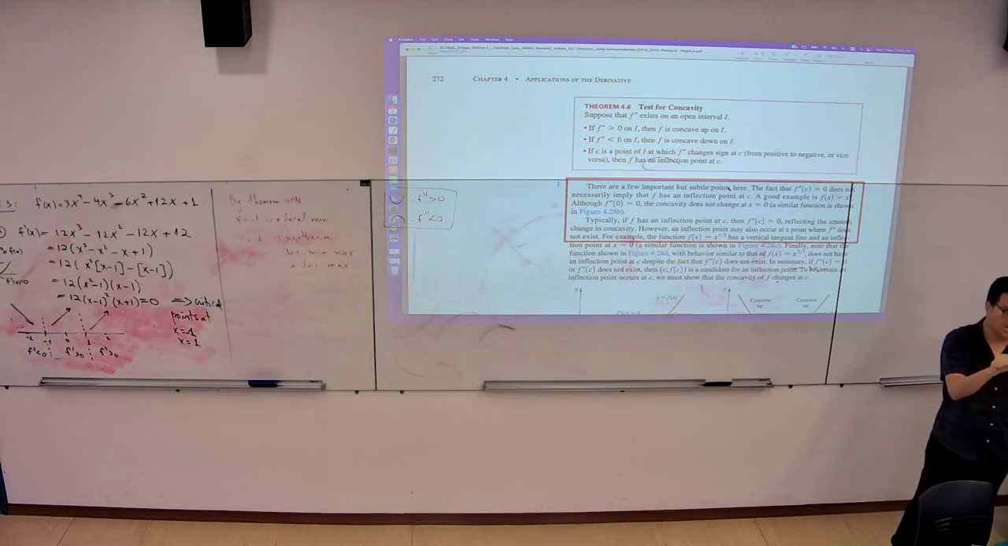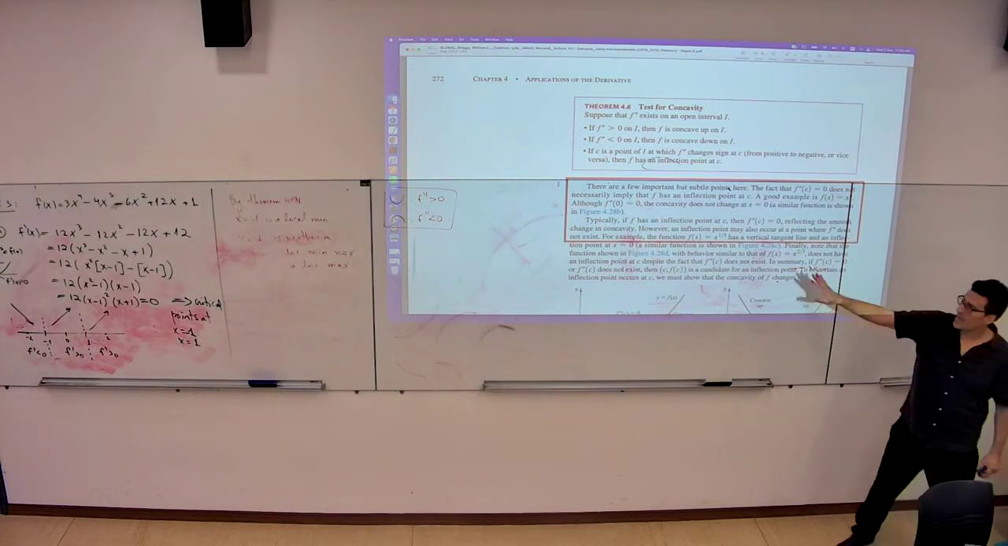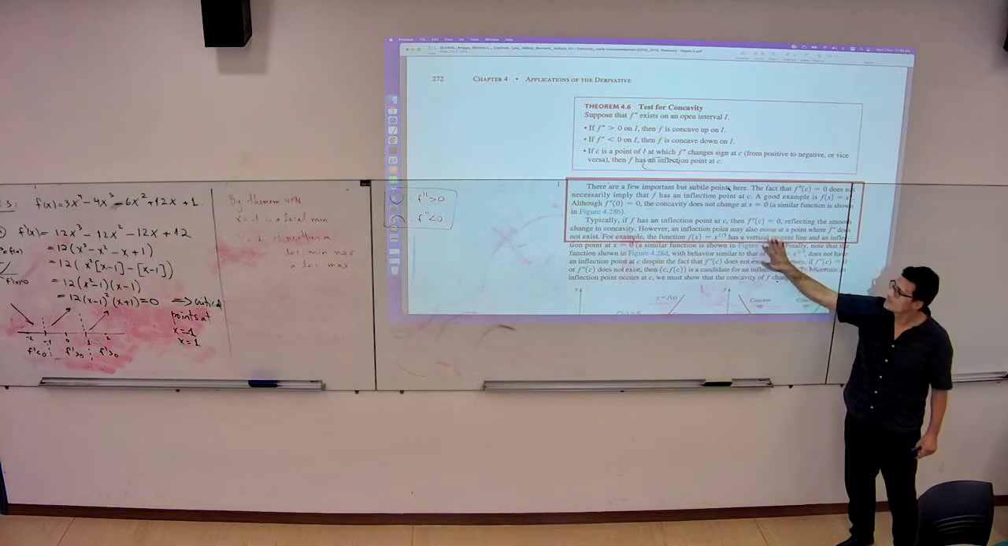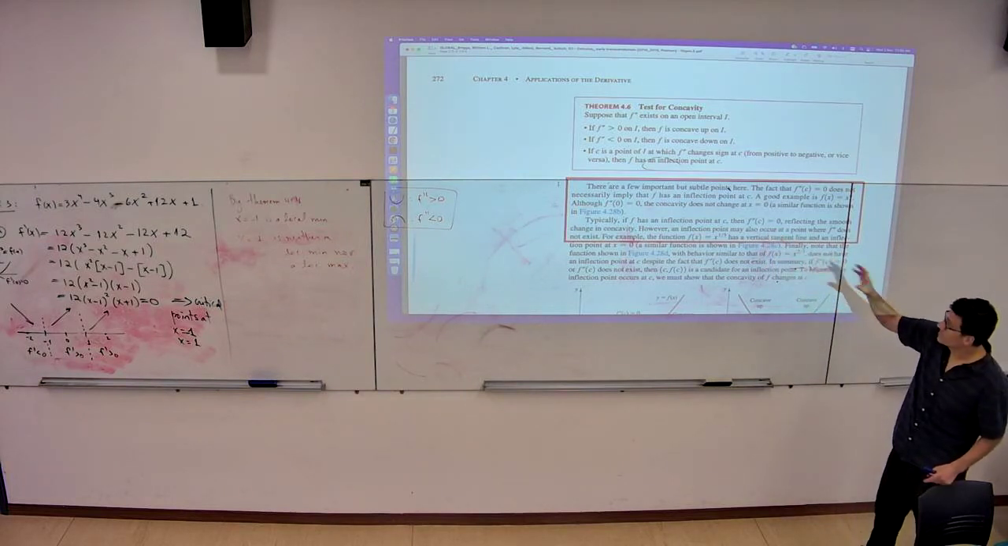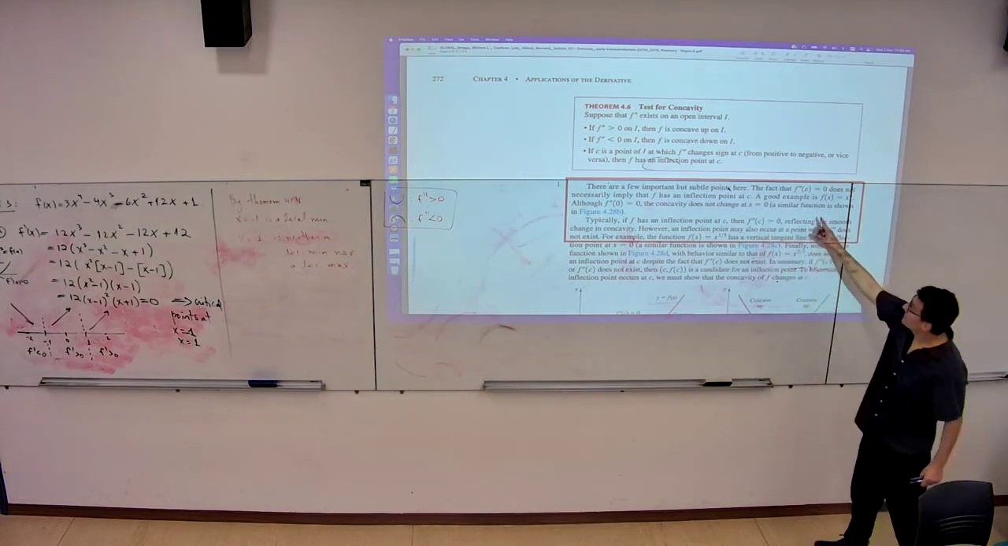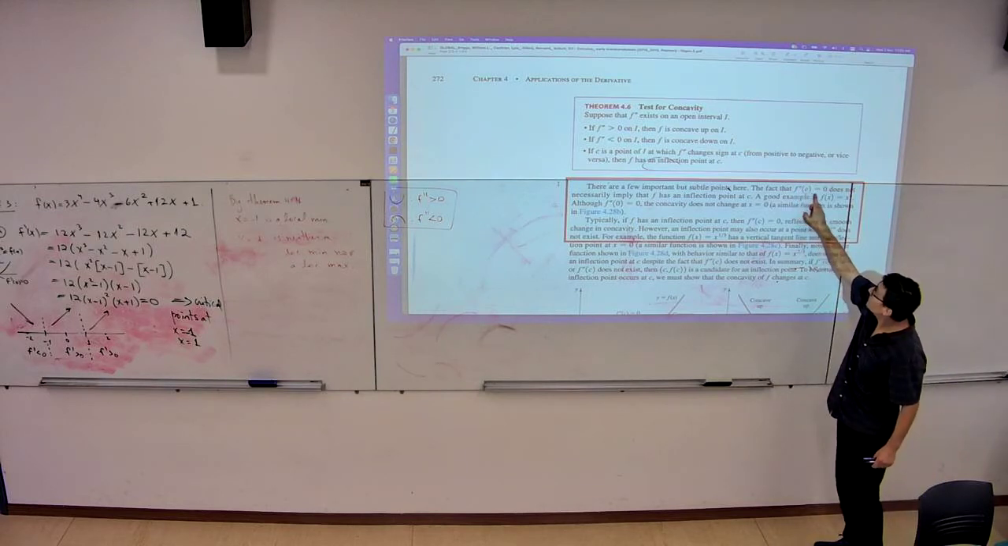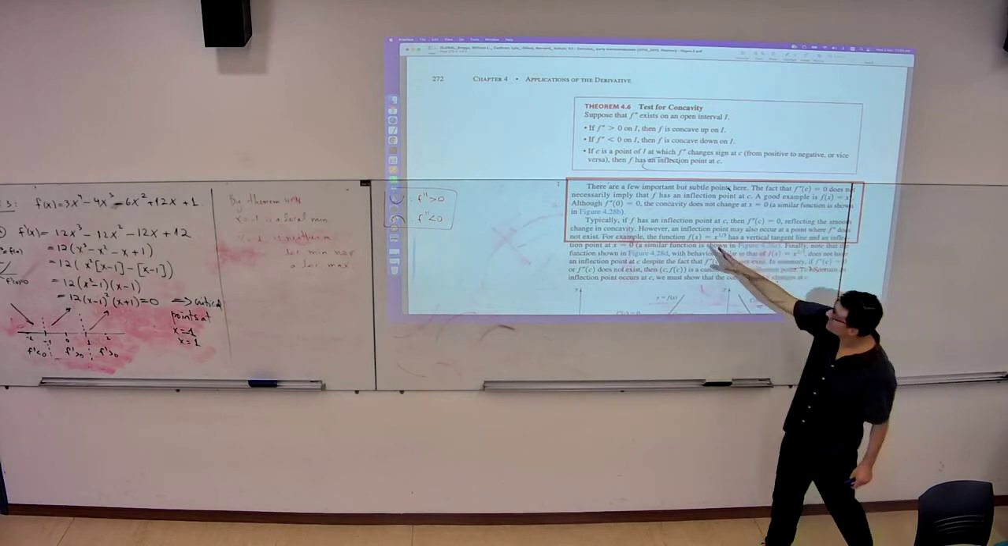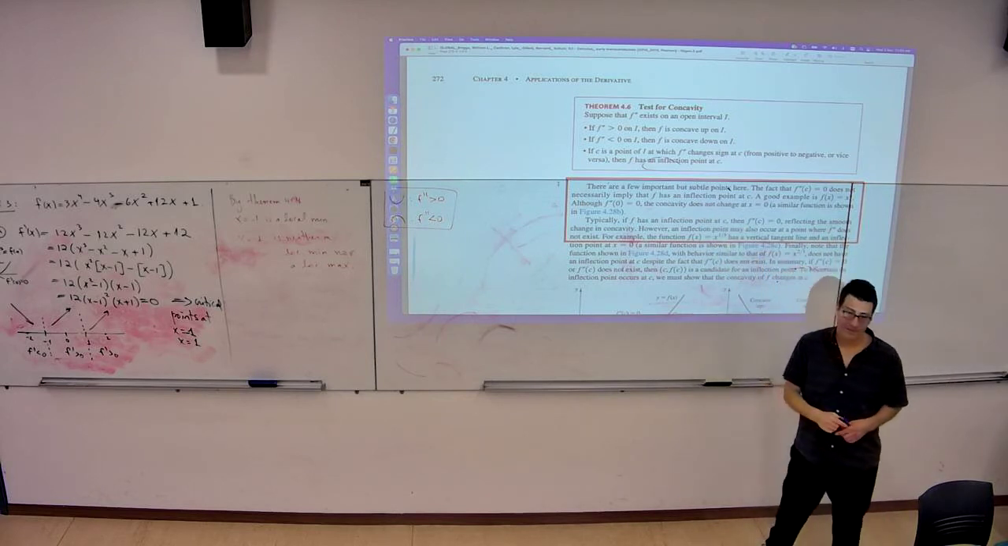For example, y equals x cubed at 0. At 0, that function doesn't have a local min and it doesn't have a local max. So the same phenomenon happens here with the second derivative. Some points to keep in mind: the fact that f double prime at c equals 0 does not imply that we have an inflection point there.